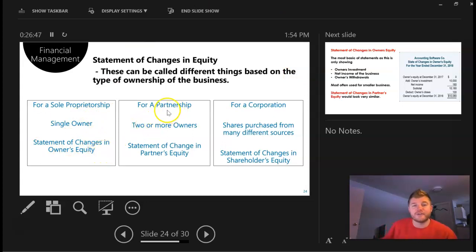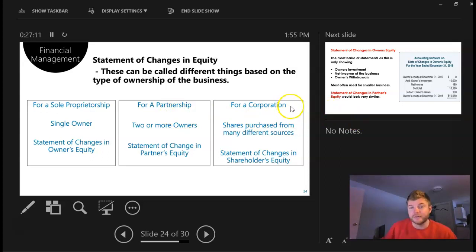You also can have a partnership. So this could be several partners, but it has to be at least two people. This is called the statement of change in partner's equity. So instead of owners, it's just partners. And these are not public companies, which means these are privately owned companies. You can't buy a share on the stock market of them. They're just companies that are out there, and it's most of them.